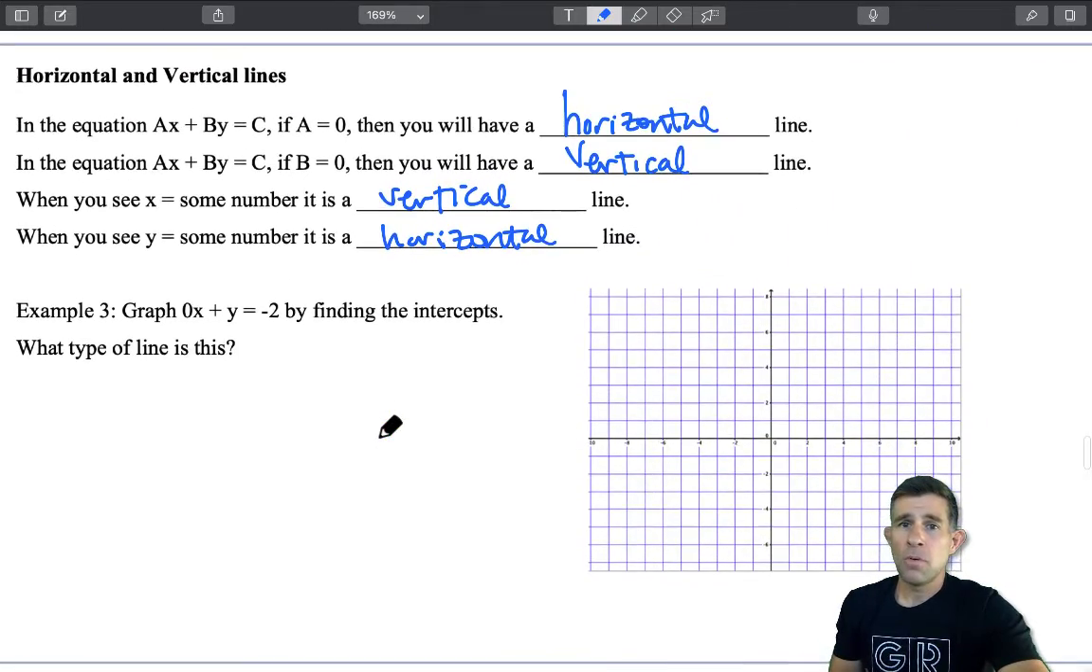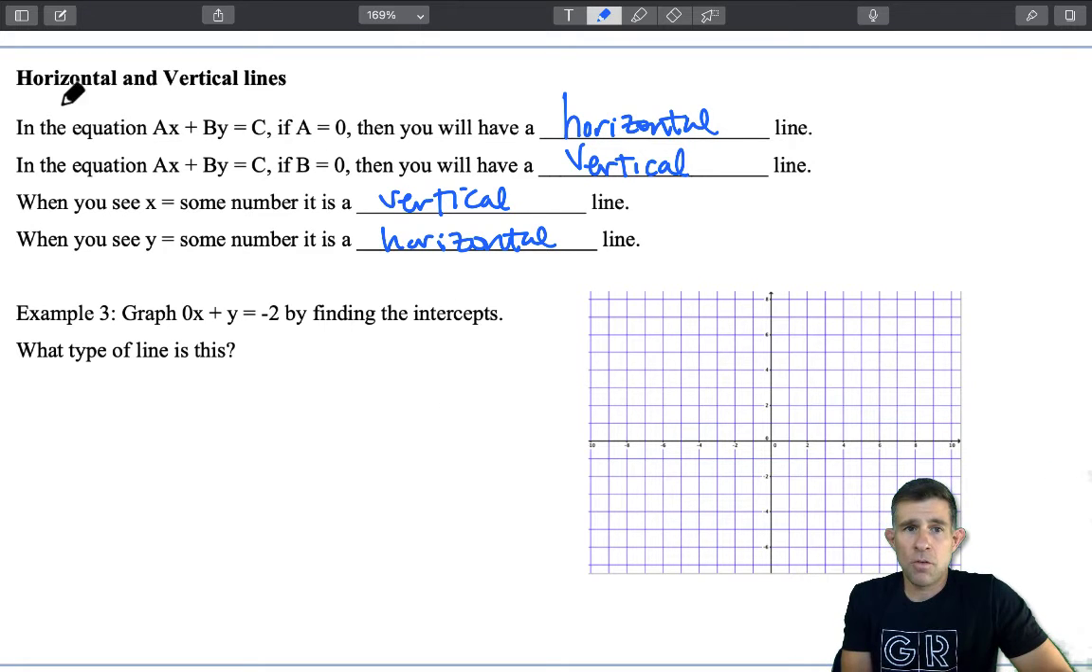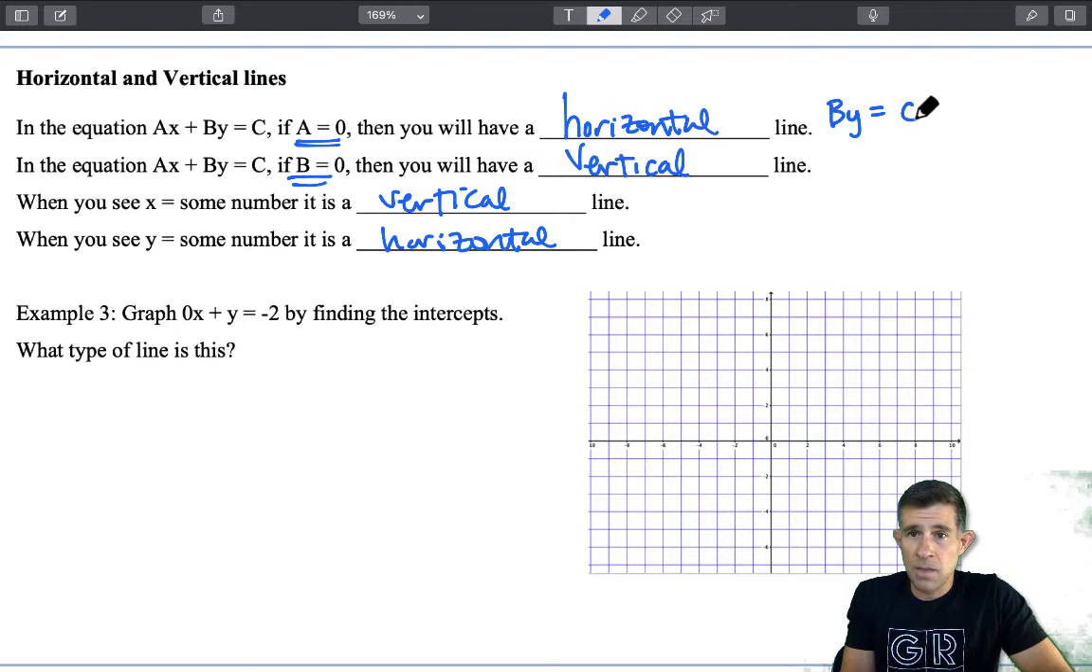All right, a few more types of lines that you have learned about in the past. These are horizontal and vertical lines. Well, horizontal and vertical lines appear in standard form if a is equal to 0 or b is equal to 0. Specifically, you'll have a horizontal line if a is equal to 0, because what you'll be left with is just the equation by equals c. And when you solve for y, you'll get y equals c divided by b.